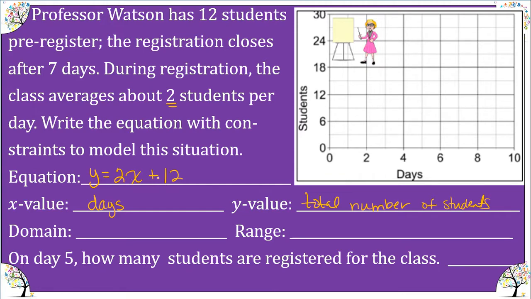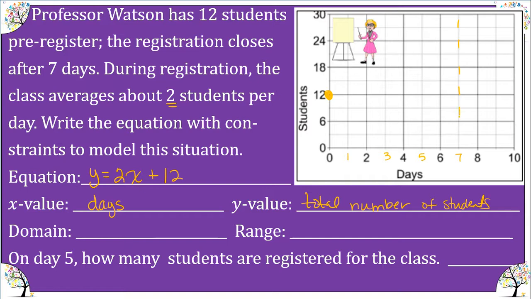So now let's go ahead and graph this. Then we'll talk about the domain and the range and restricting those values. Because realistically, you can't have negative students, and registration does close, so you can only have a limited amount, up to 7 days. So we're going to start out on day 0, we have 12 students. And then you can see my increments. This is day 1, day 2, day 3, 4, 5, 6, and 7. And we know we're going to cut off at day 7.